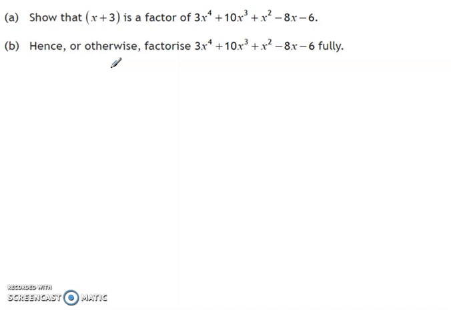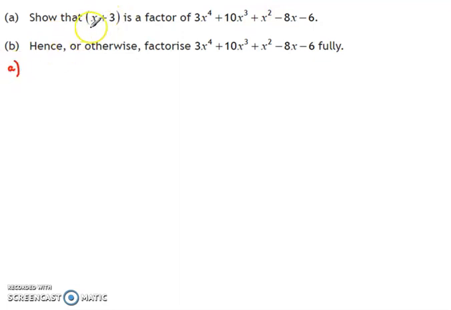Now, for this type of question, we need to make sure that we're up on factorising to begin with, but also synthetic division or algebraic long division as well. If we can do those techniques, we'll actually be able to manage this question fairly quickly and straightforwardly. Now, the first one, show that x plus 3 is a factor of this. There's a couple of different ways you can do this.